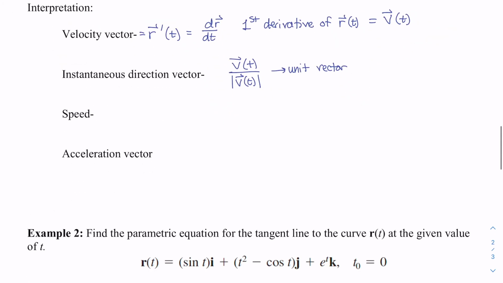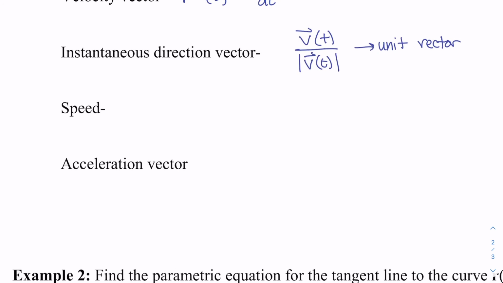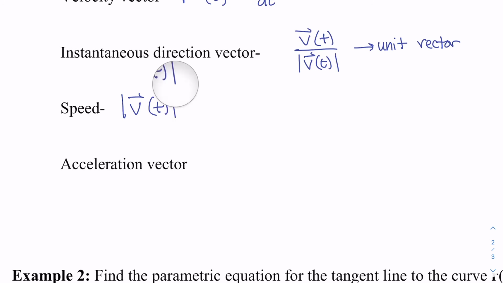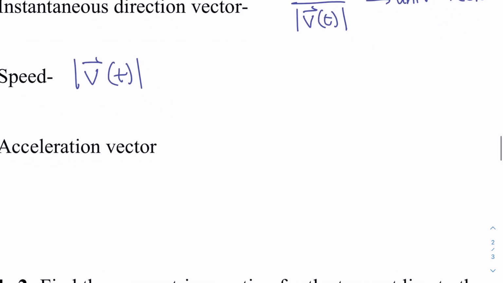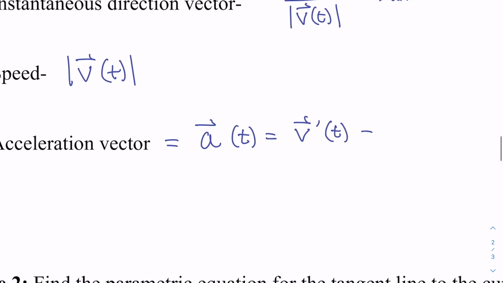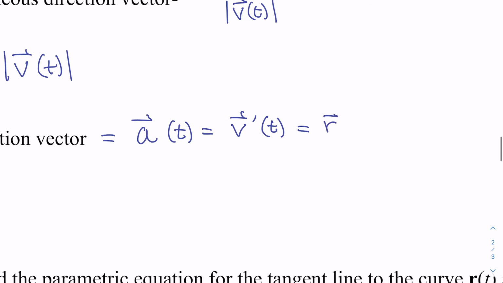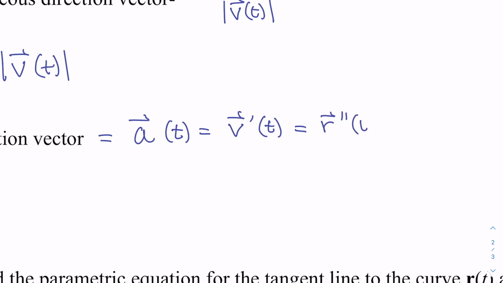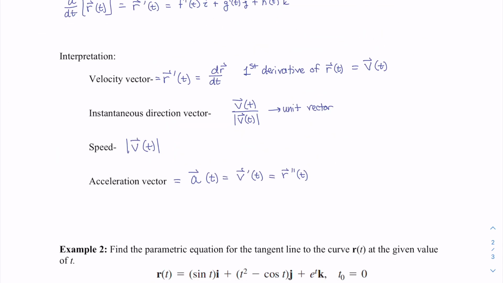Speed is just the magnitude of velocity. So speed is just the magnitude of v of t. And then acceleration, right, we all know that acceleration is the second derivative of position. We'll call that a of t, and that is the first derivative of velocity and the second derivative of position. So very similar to Calculus 1.